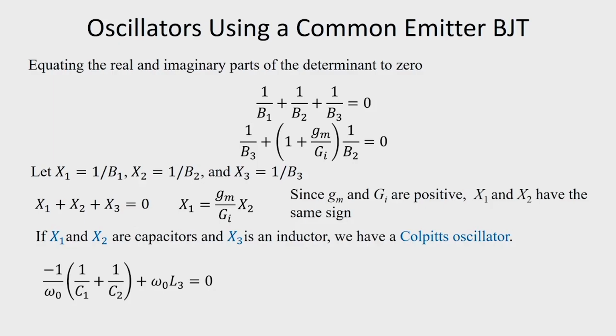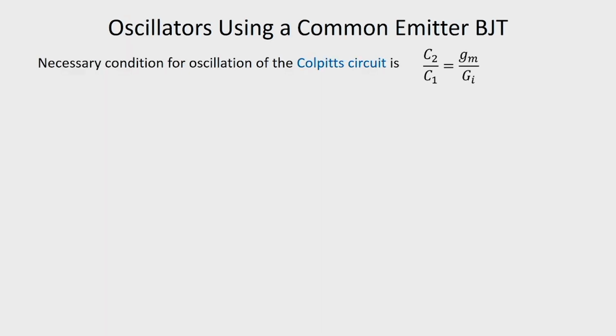Also, from this relation x1 is equal to Gm by Gi x2, we can see that the necessary condition for oscillation of the Colpitts circuit is C2 by C1 is equal to Gm by Gi.